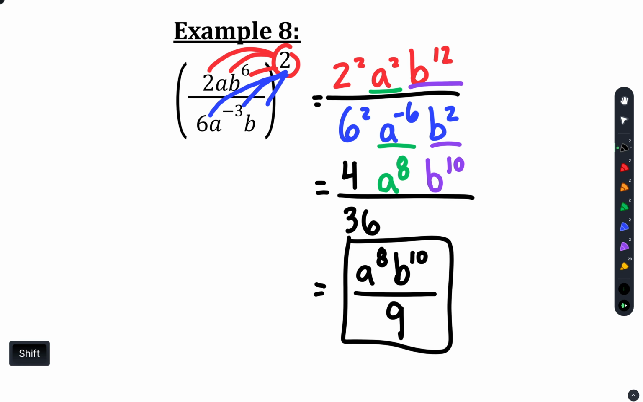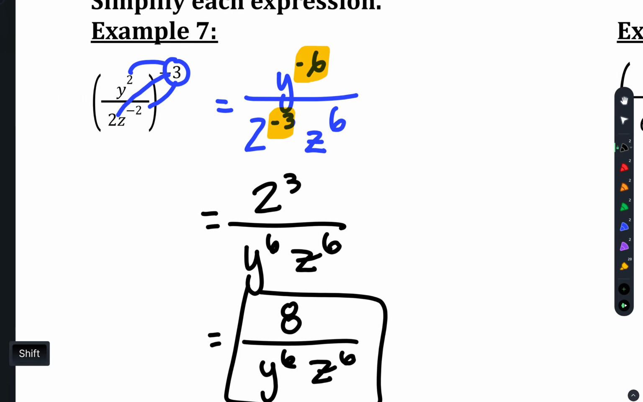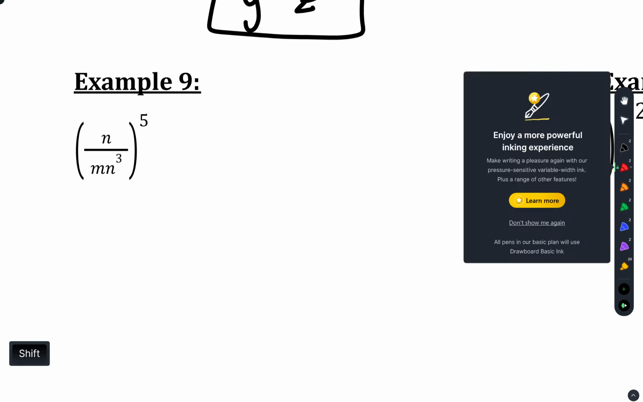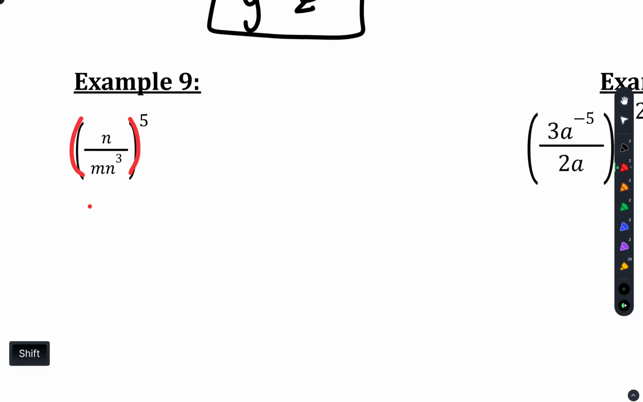Okay, so that is one way we can do these, where we distribute first and then we simplify. But we can also simplify first and then distribute. It's kind of whatever you like the best. So if I take a look at example 9, I see that this whole thing is raised to the 5th power. I'm going to rewrite that part. And let's just simplify what's on the inside. What can I simplify that inside piece to? Give me the whole thing.